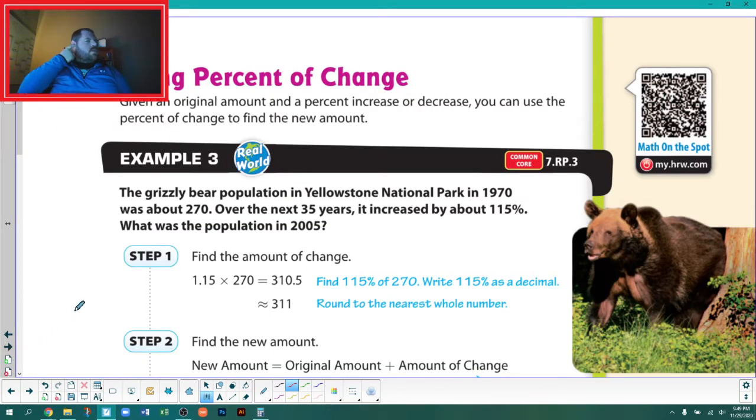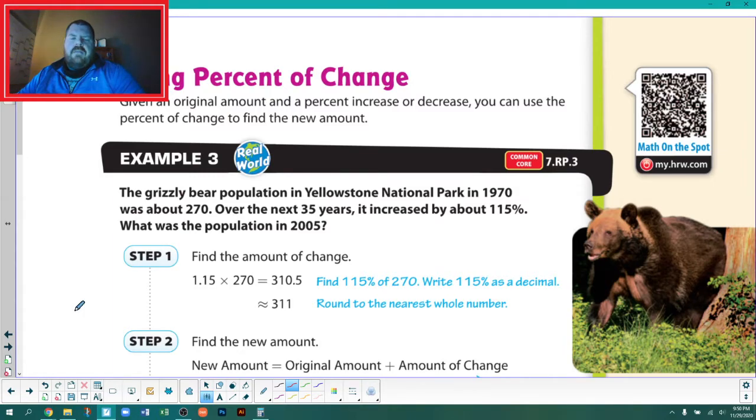Let's go ahead and take a look at using percent change. Given an original amount and a percent increase or decrease, you can use the percent of change to find the new amount. It says here the grizzly bear population in Yellowstone National Park in 1970 was about 270. Over the next 35 years, it increased by about 115%. What was the population in 2005?